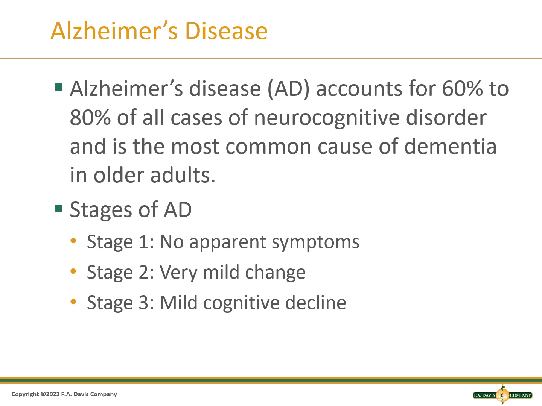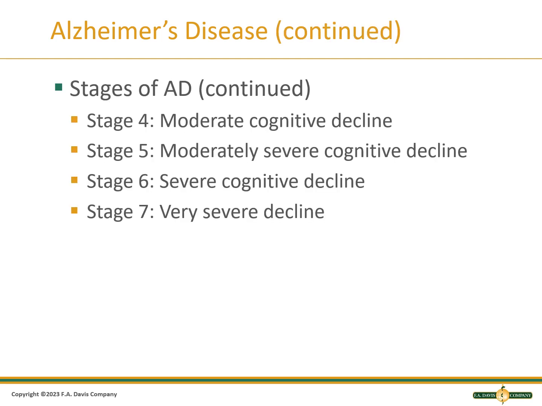Mild cognitive disorder, this is when work performance is affected. It becomes noticeable to others. They may get lost when they're driving, be unable to concentrate, have difficulty recalling names and words, and it becomes noticeable to people, family, close associates. Stage four is moderate cognitive decline.